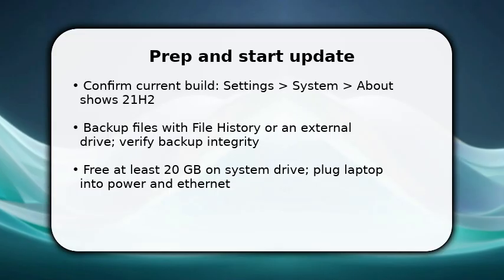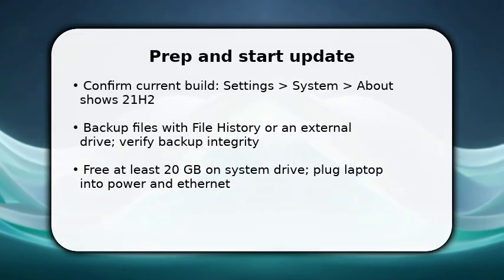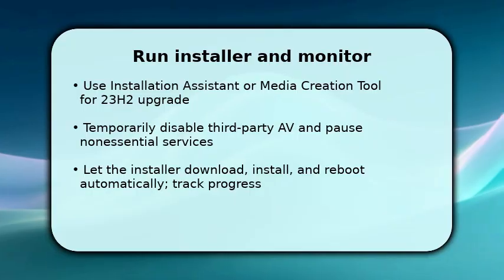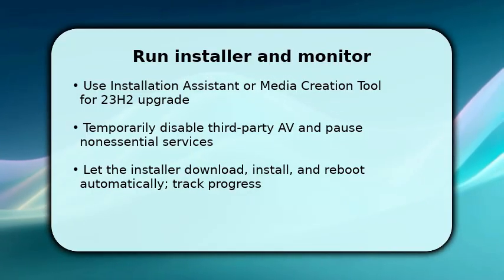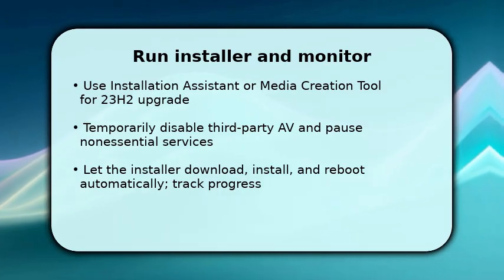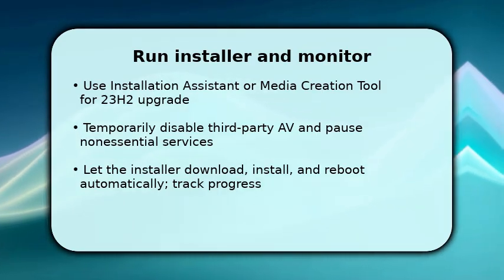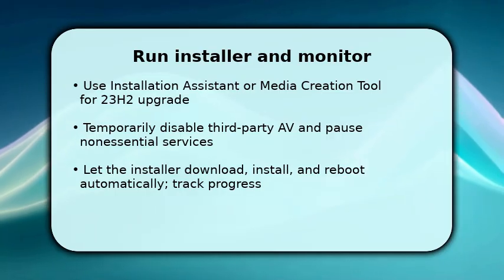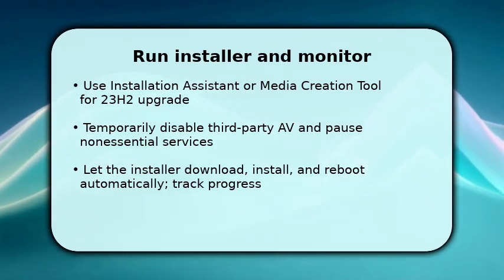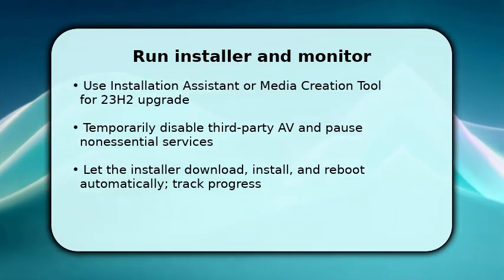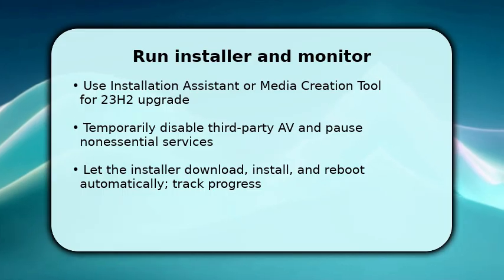You run the Installation Assistant or Media Creation tool and choose Upgrade this PC now. This handles file migration and keeps apps intact. Make sure to temporarily disable third-party antivirus, pause BitLocker or suspend encryption if prompted, and close heavy apps to reduce conflicts. During the download and install phases, watch for prompts to accept licenses or choose preferences.